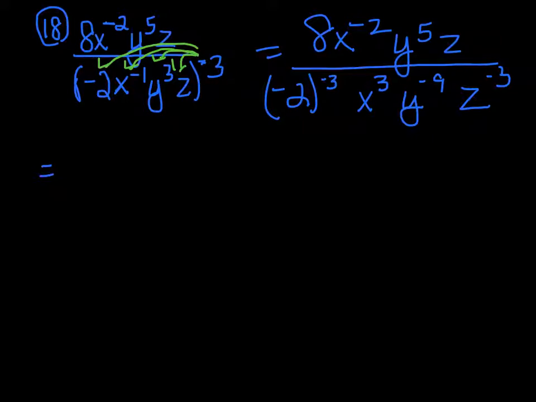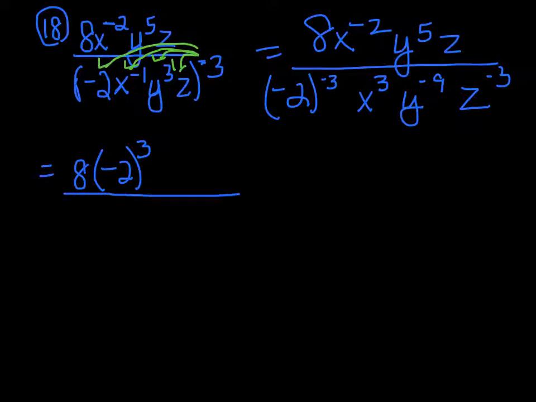So what I'm going to try to do now is take this and deal with this first. I'd like to get rid of the numbers first. I'm going to keep that 8 in the numerator, and now I'm going to take that negative 2 and raise it to the numerator, and if I do that, that makes that negative 3 a positive 3 power.